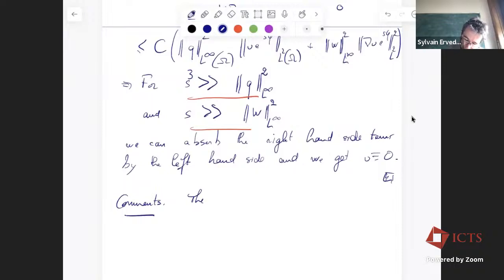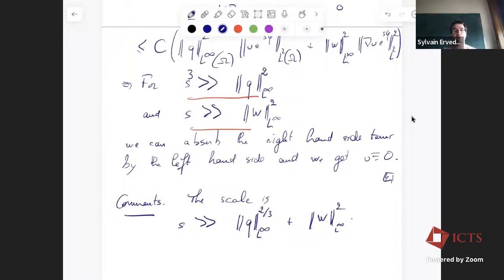So the scale is s larger than the norm of Q in L infinity to the 2/3 plus the norm of W in L infinity squared, right? So this is the scale that comes out of this Carleman estimate.